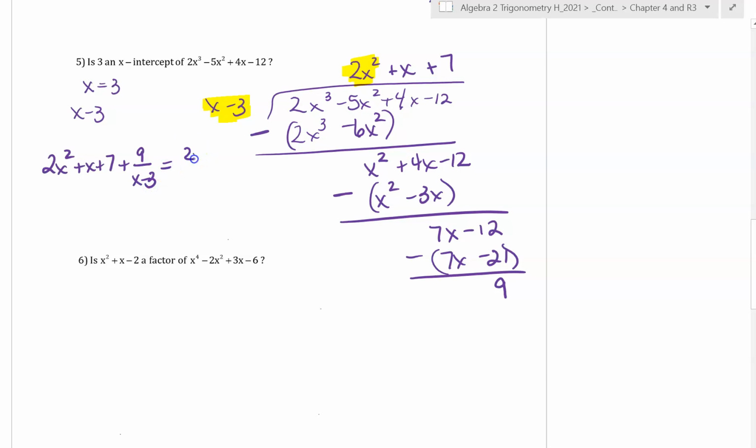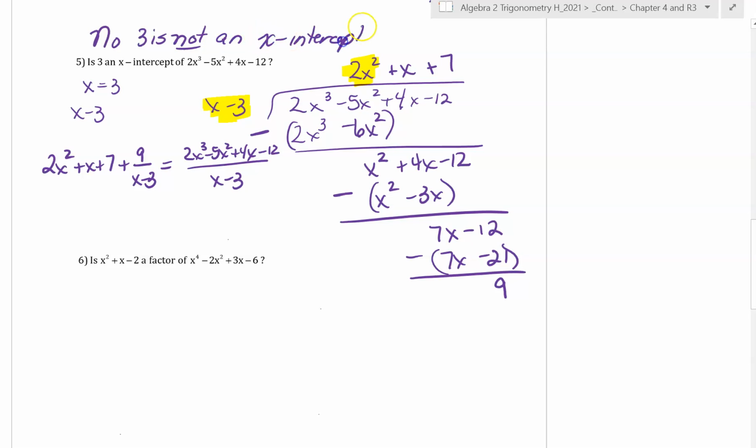And that is equal to 2x cubed minus 5x squared plus 4x minus 12 over x minus 3. So again, the dividend over the divisor is equal to our quotient plus the remainder over the divisor. There's our summary statement. So no, 3 is not an x-intercept because the remainder was not 0.